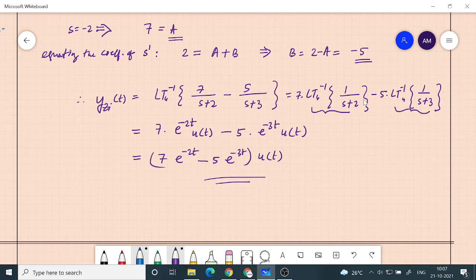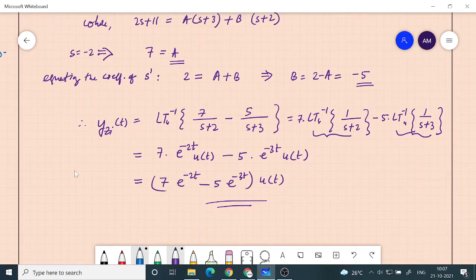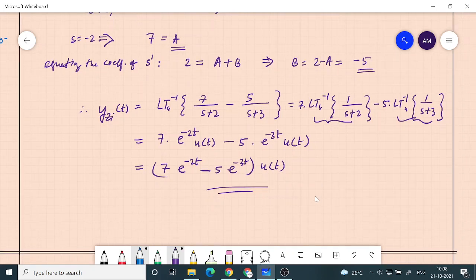This is the response that you should get in the absence of any input, that is when x of t equals 0. We have done a similar analysis in the lab also. We took a circuit and gave non-zero initial conditions, and in the absence of any input we saw some result for a first order system and a second order system. It will be of this form, and from this response it is very clear that there will be no oscillations for this second order system.